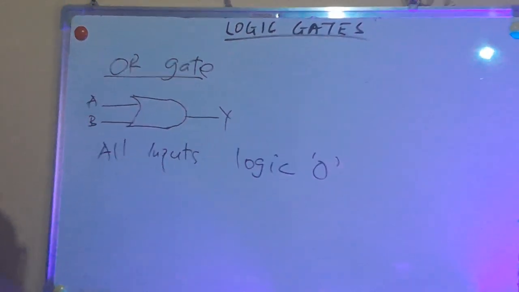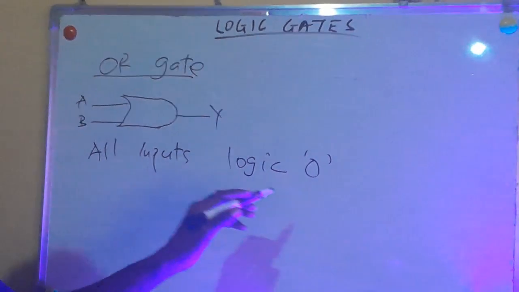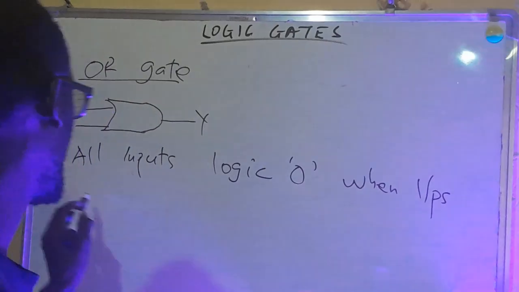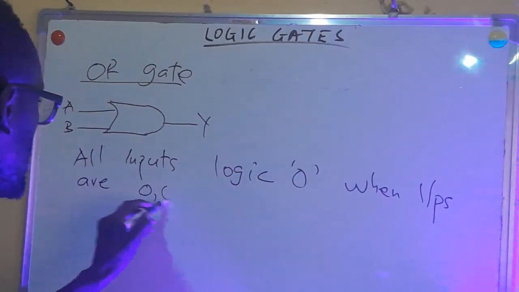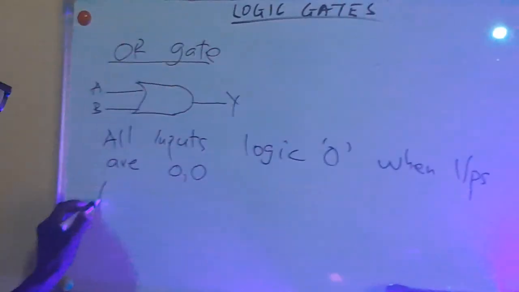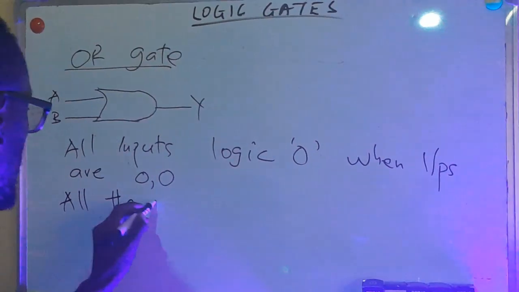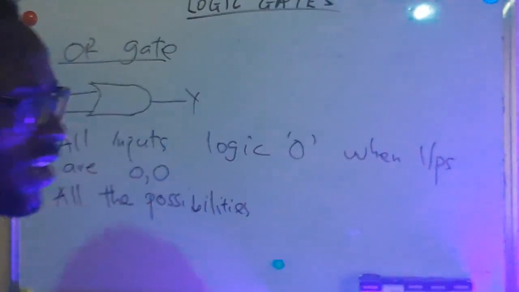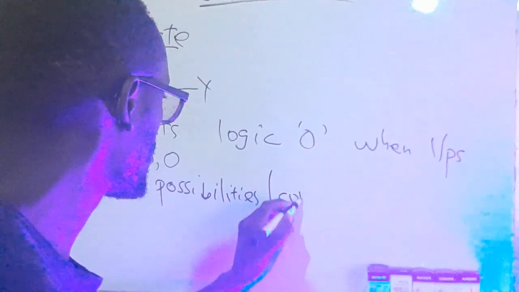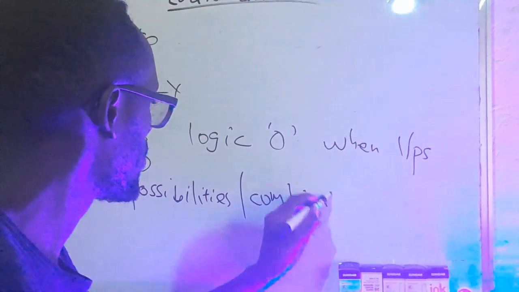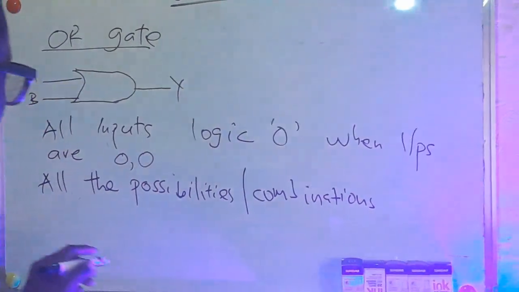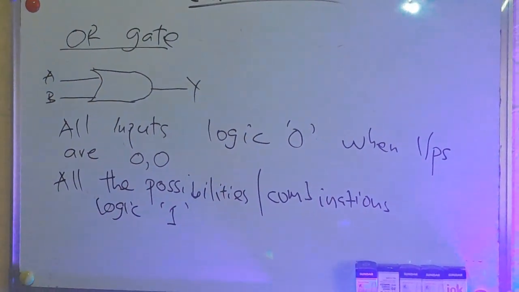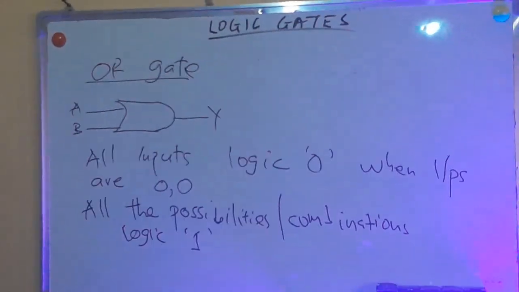It gives only logic 0 when the inputs are 0 and 0. For all the other possibilities and combinations, the answer will be logic 1.